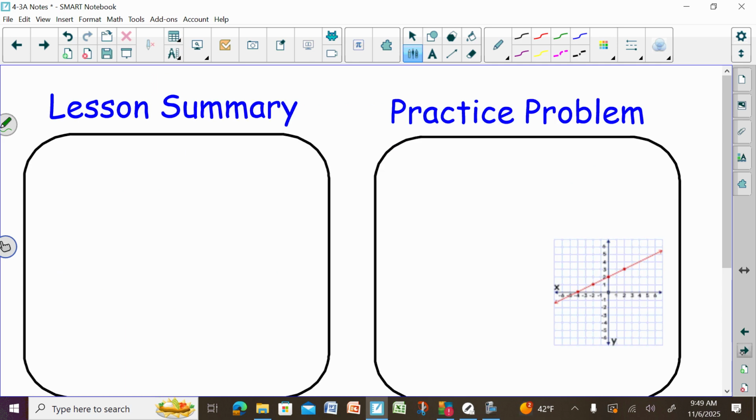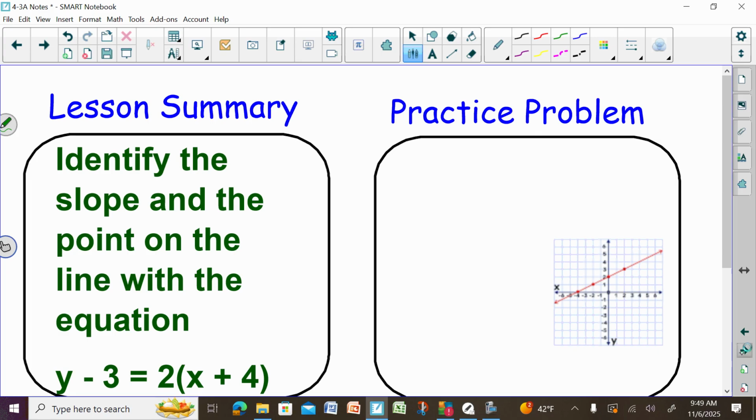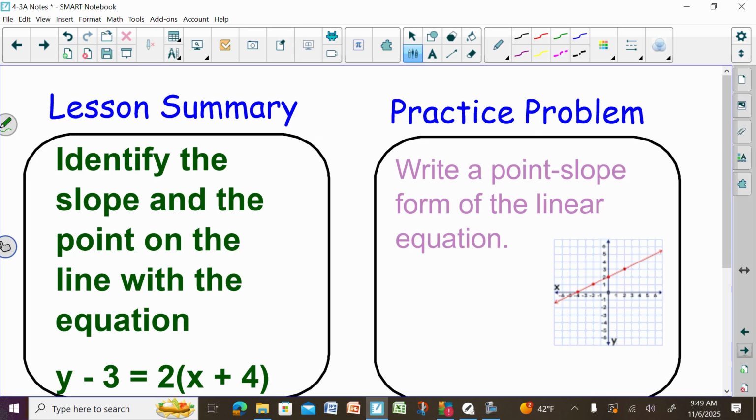All right, so your lesson summary, just identify, okay, tell me the slope and the point, just like we did in the last examples, and then write a point slope form of this linear equation. You can use any one of those red dots that I gave you. So there's 4 different equations that you guys could give. Good luck.